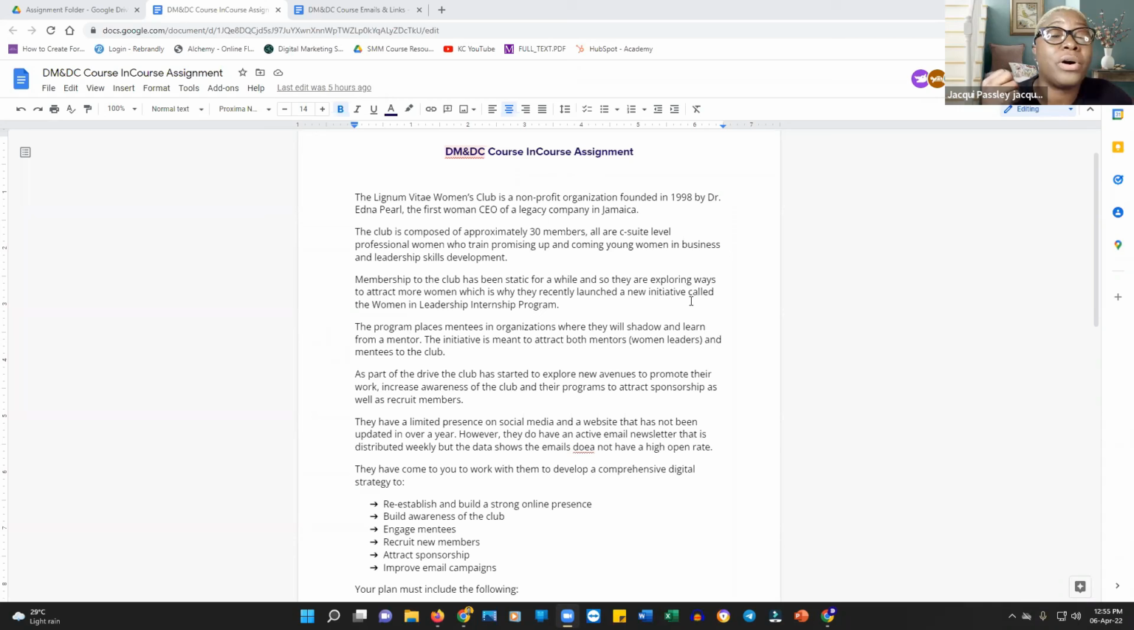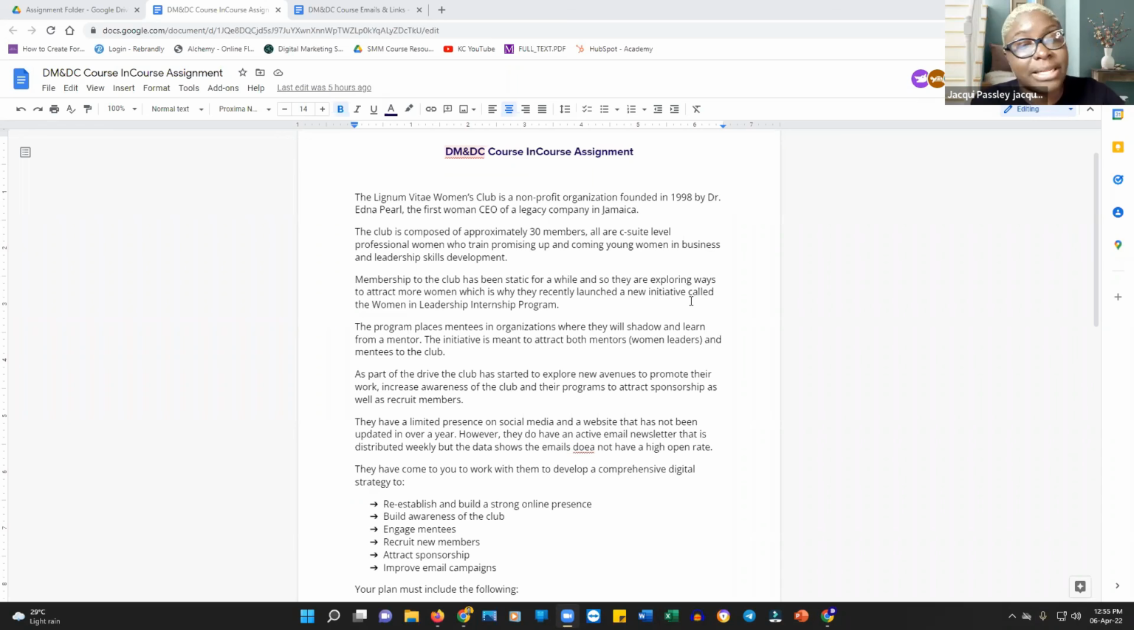So the club is composed of approximately 30 members currently. All are C-suite level professional women who train promising up-and-coming young women in business and leadership skills development. That's what they do. Now, membership to the club has been static for a while, and so they're exploring ways to attract more women, which is why they recently launched a new initiative called the Women in Leadership Internship Program.